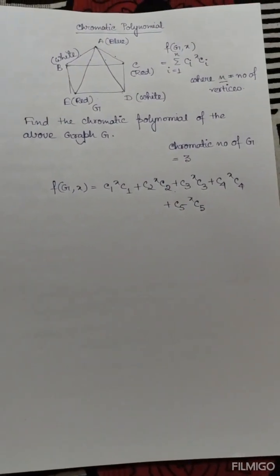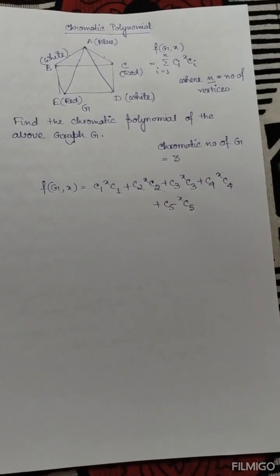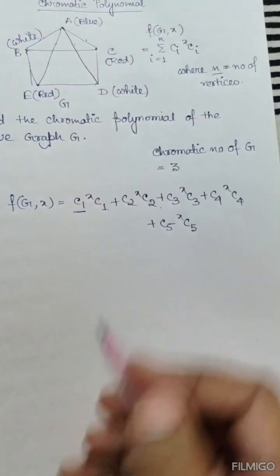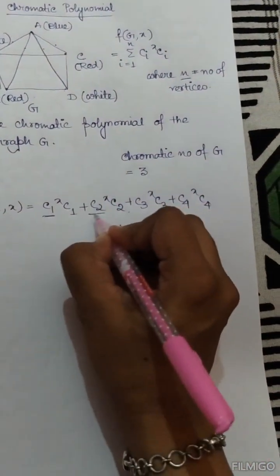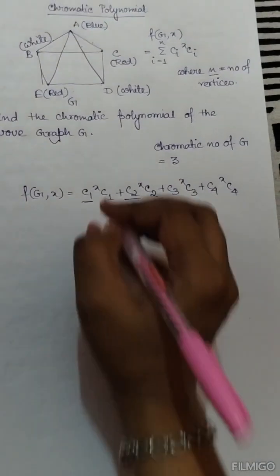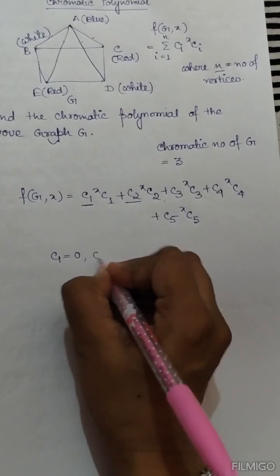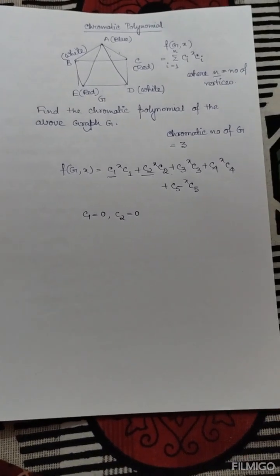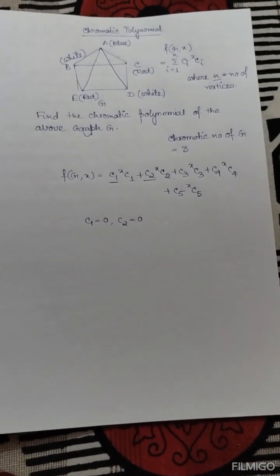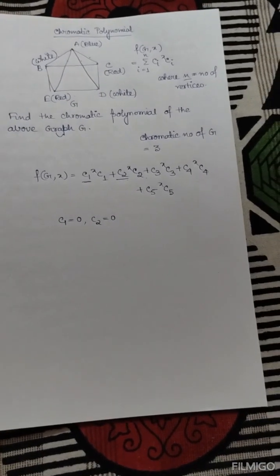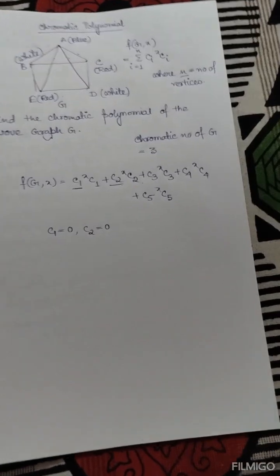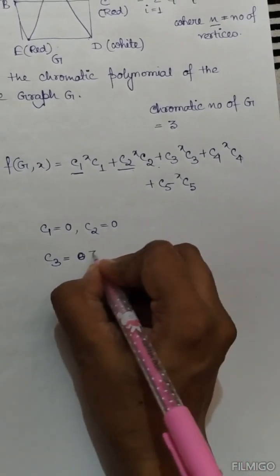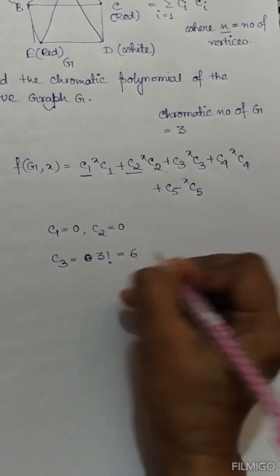Now look at that. What is the chromatic number of this graph G? That is 3. So one color is not required to cover this graph, and also two colors are not required to cover this graph, right? That means C1 equals 0 here, also C2 equals 0 here. Clear? Now C3. C3 means we require a minimum of 3 colors, right? Out of 3 colors we have to choose in how many ways? That is 3 factorial ways. So C3 equals 3 factorial, that is 6. Clear?